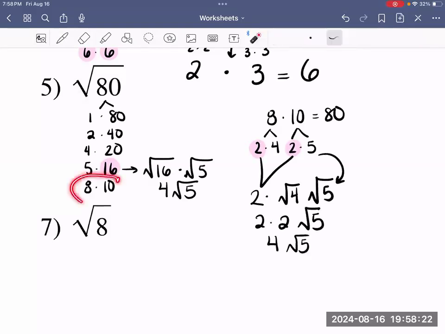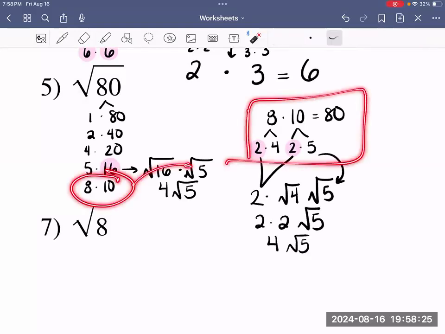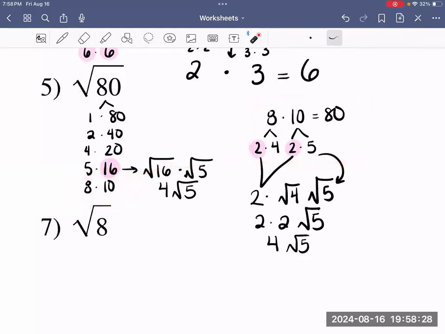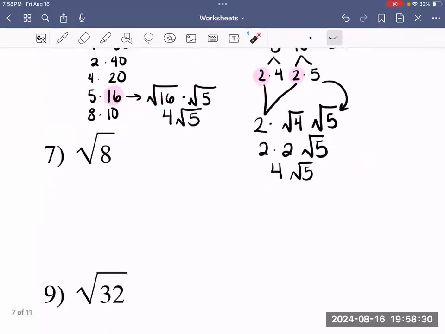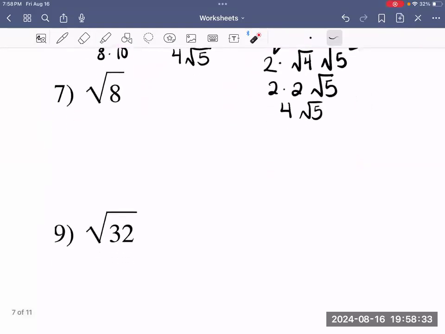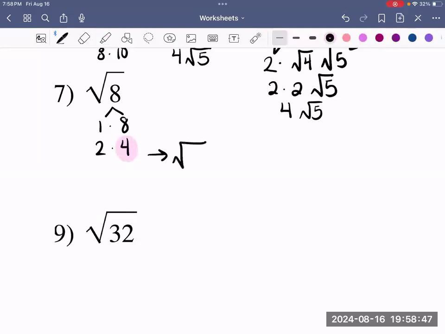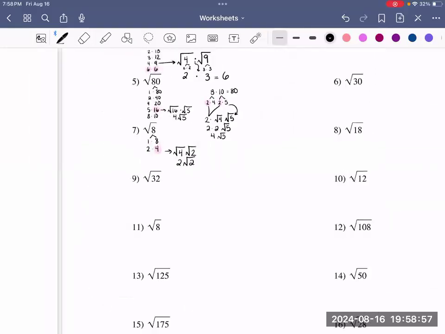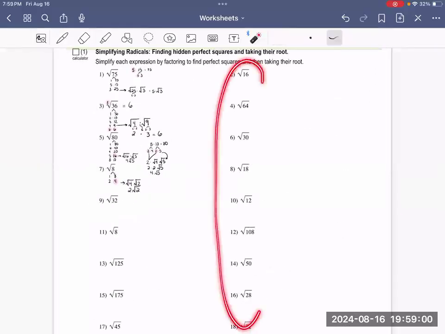So in case you don't get the perfect square, again, once more, try breaking up your factors to find some more perfect squares. Let's try it again with 8. So 8, 1 and 8, 2 and 4, and that's it. So your perfect square in it is 4. So you can rewrite the square root of 8 as the square root of 4 and the square root of 2. The square root of 4 is 2, and the square root of 2 will have to remain. Hopefully you're kind of just following along as you're going through.